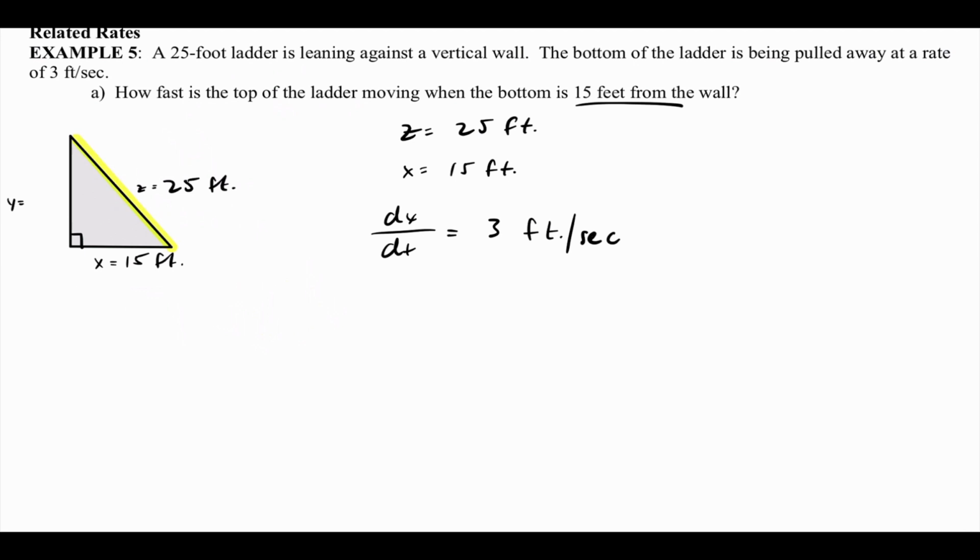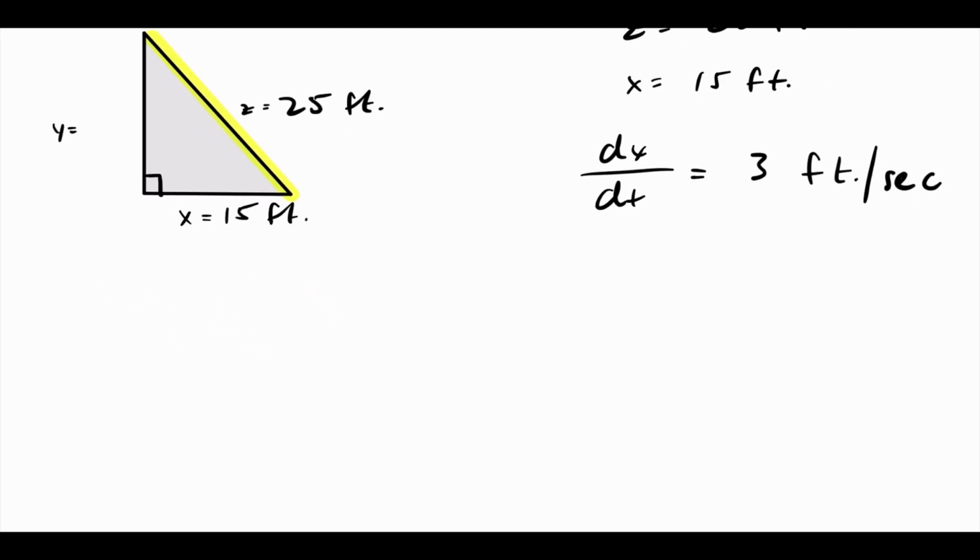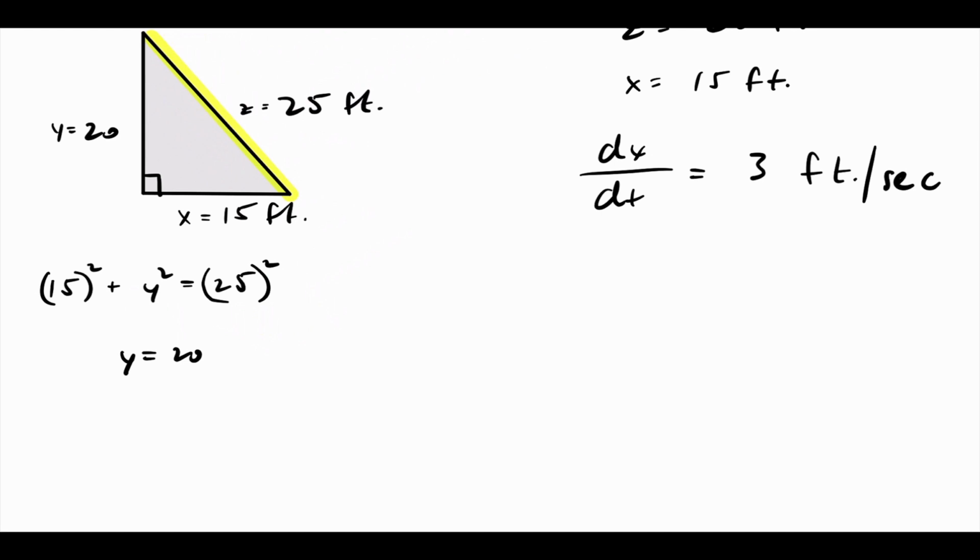If you don't know that, it's okay. Use the Pythagorean theorem. You would go 15 squared plus y squared equals 25 squared. Solve for y and you would get the same thing. Y is 20. Let me put that on my list.